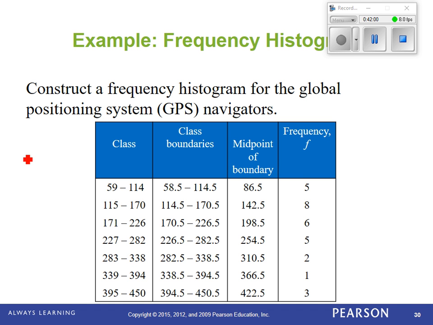86.5, 142.5, 198.5, 254.5, 310.5, 366.5, and 422.5. These are the midpoints. If I'm making a histogram, I'm always using the midpoints. I'm never ever using the class boundaries. It's just more writing, and we don't want to do any more writing than we absolutely have to.